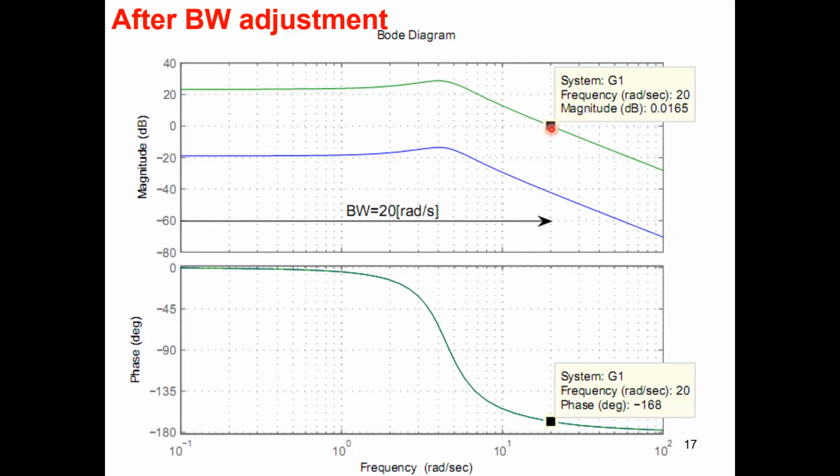So bandwidth adjustment is as easy as this. You need to calculate the gain at that particular required bandwidth frequency, get the reciprocal of that, and use that as an additional gain in front of the block. When you do that, you will have exactly the same bandwidth, which means at that bandwidth frequency, the gain will be unity or 0 dB. Right, now you have adjusted the bandwidth.